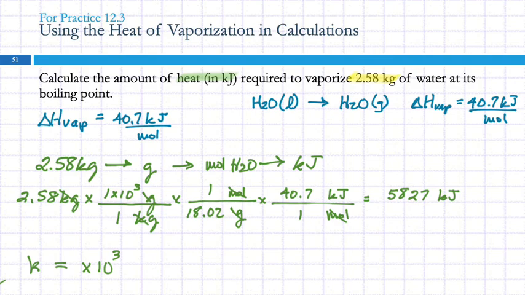It would really only have 3 sig figs, so probably be best expressed as 5.83 times 10 to the 3 kilojoules. But that's the amount of energy needed to vaporize 2.58 kilograms of water. Of course, the other question is, why would anybody want to know that? I have no answer for that. Any questions?